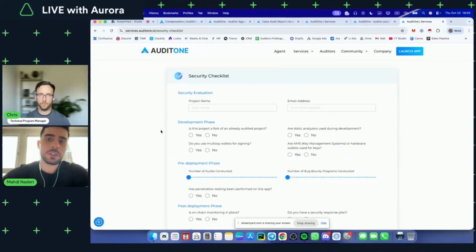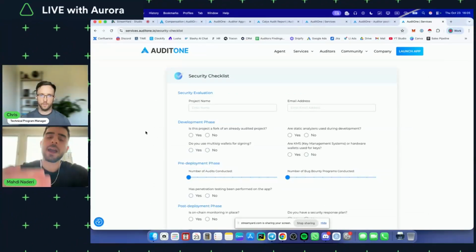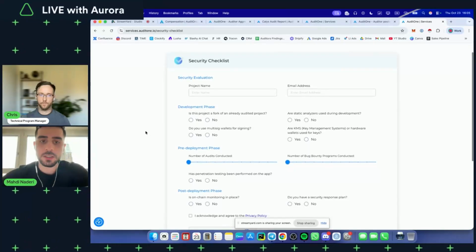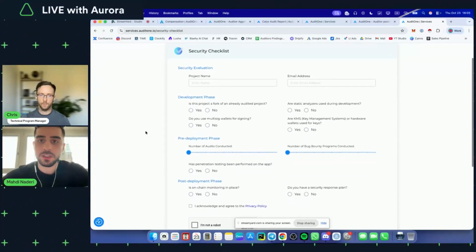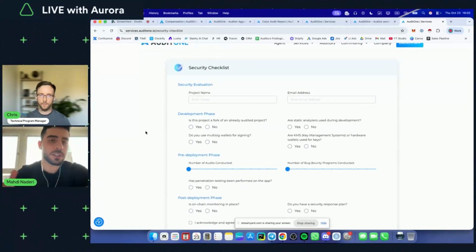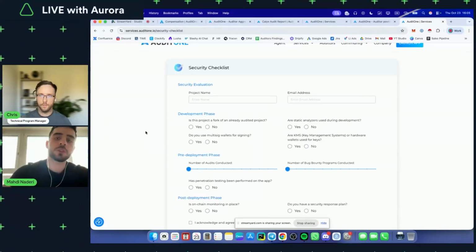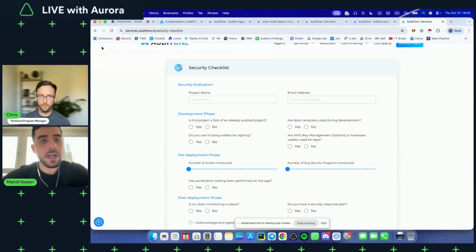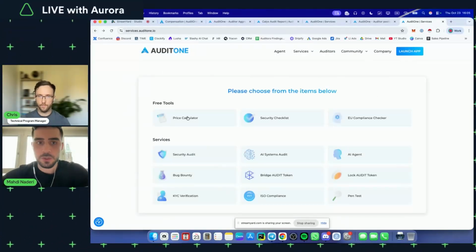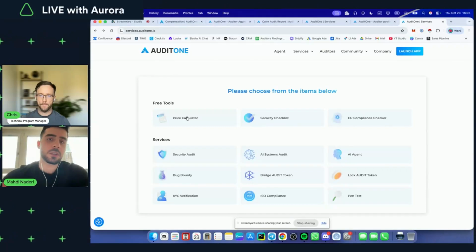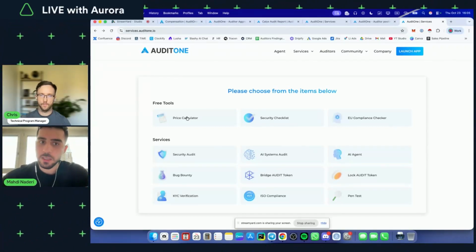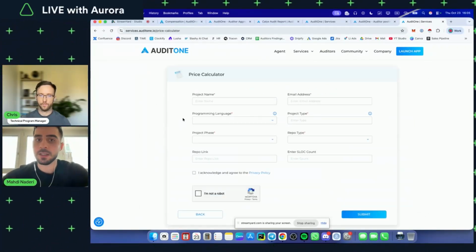I'm not going to get into too much detail, but basically after you do this security checklist and you answer these simple questions, you get an understanding of where we are right now security-wise and where we need to be in order to be as secure as possible. And the next thing, which is also very important for projects, is how much it would cost for us to have an audit. And this price calculator makes things simpler.